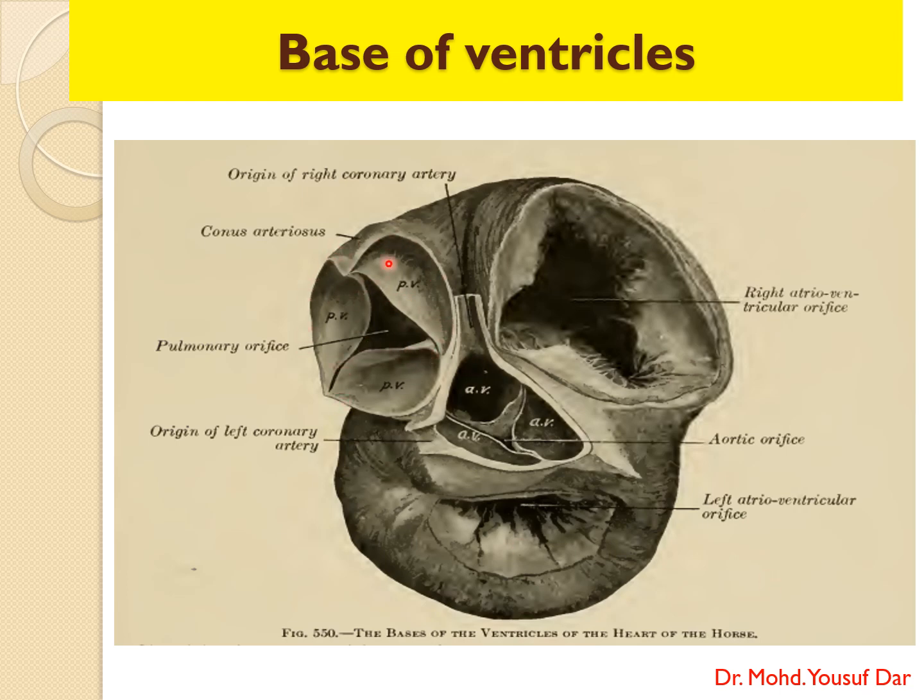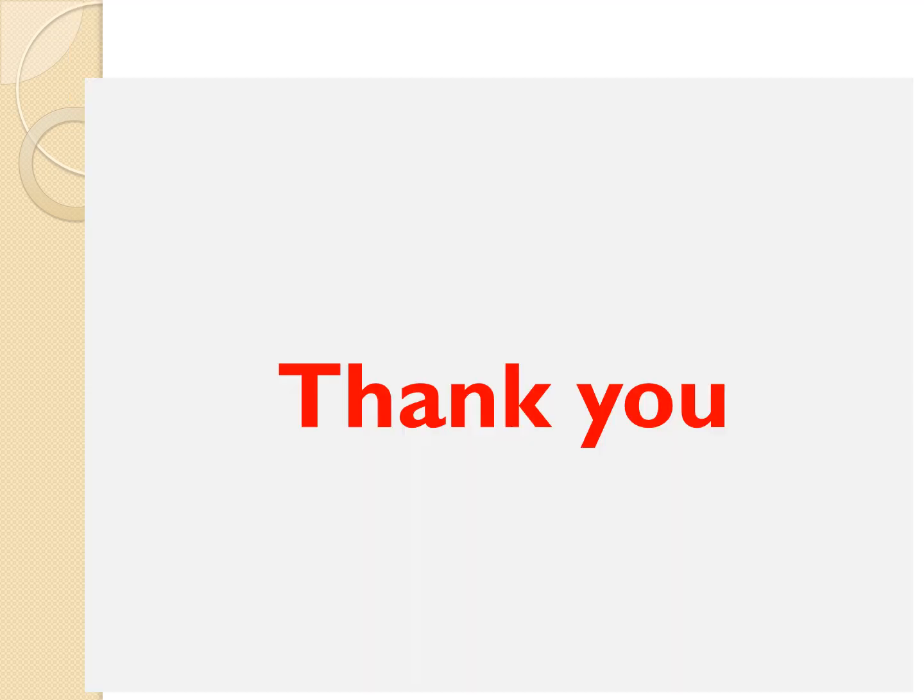Here in the diagram you can see this is the pulmonary orifice, and this is the aortic orifice. The aortic orifice is also guarded by the aortic valve. The three semilunar valves are known as aortic valves. But the difference is that the pulmonary valves are thin and transparent, while the aortic valves are thick and strong. Thank you.